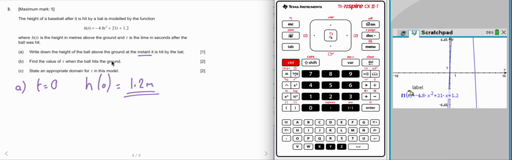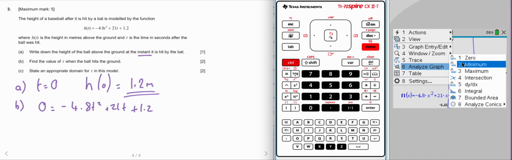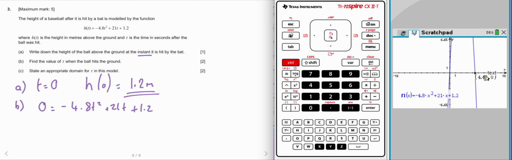So find the value of t when the ball hits the ground. So the ball's thrown, it goes up, it goes off our screen at the minute, but then comes down and hits here. So what we're really looking for is when the model equals 0. So we have 0 = -4.8t² + 21t + 1.2. So menu, analyze graph, zero, left, right, gives us a value of t of 4.43 seconds.